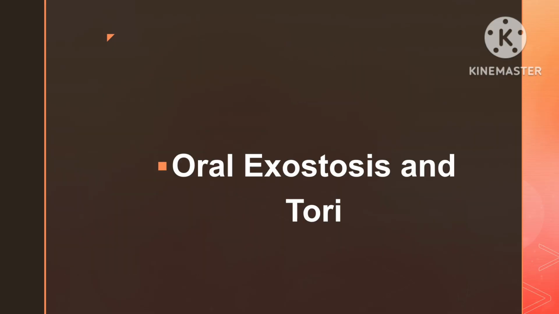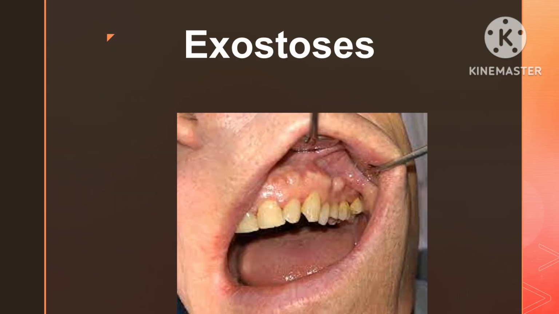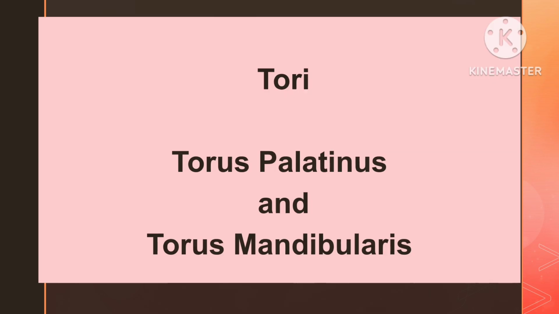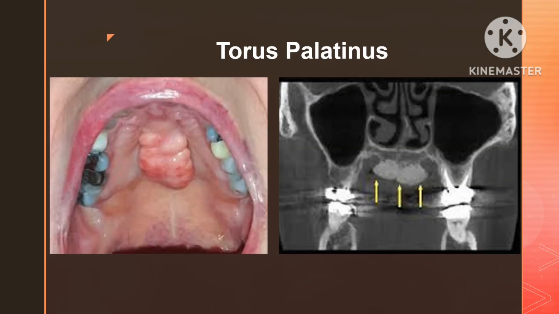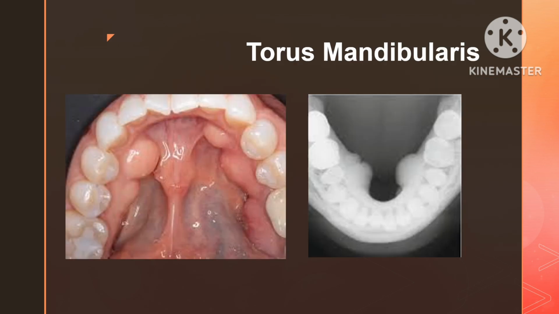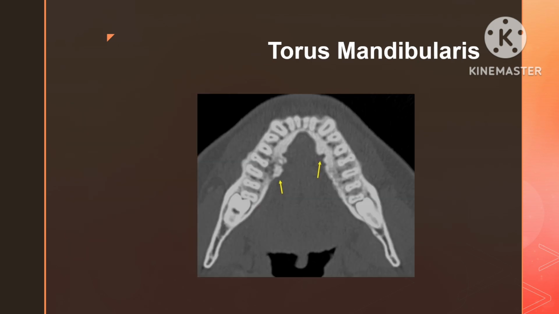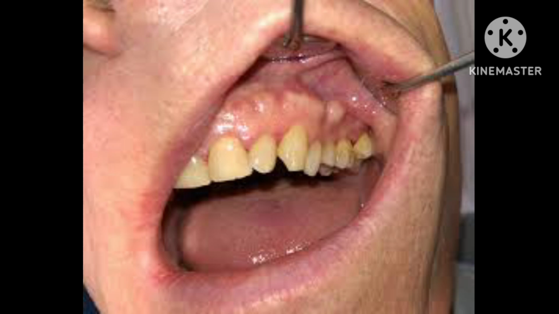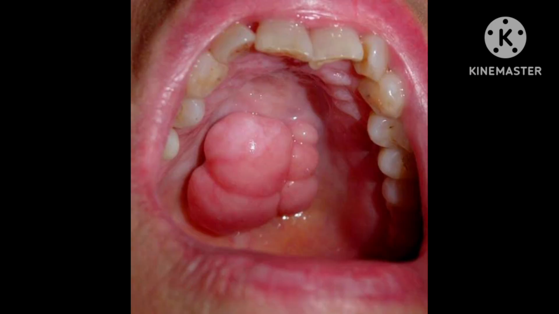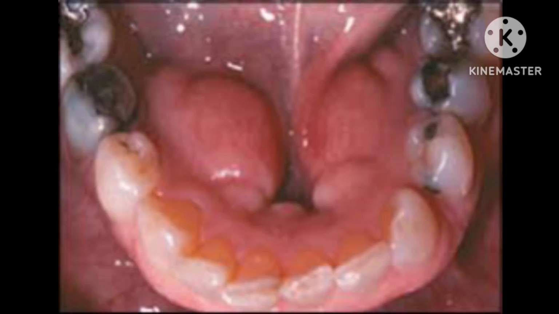Exostosis and tori are benign bony growths in the mouth. Exostoses are located on the outer jaw surface, while tori form on the inner surface, such as the midline of the palate, where it is called torus palatinus, or near the premolars inside the mandible, torus mandibularis. Both are generally harmless, but they may need removal if they interfere with oral function or prosthetics. In appearance and shape, oral exostoses are irregular or nodular bony protrusions, while tori are usually smooth and symmetrical. They are oval or round in shape.